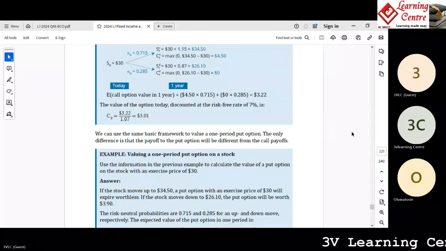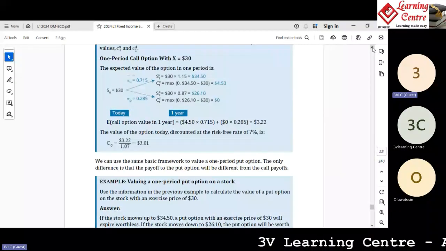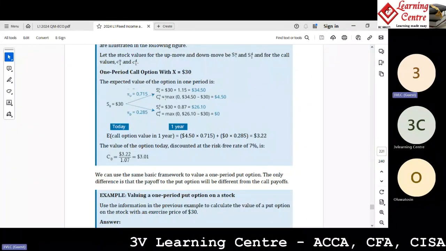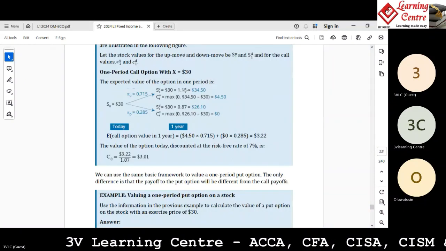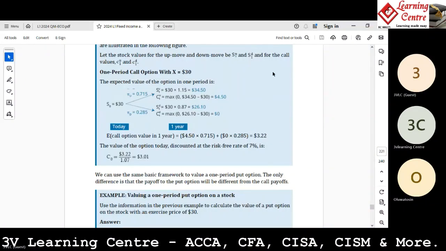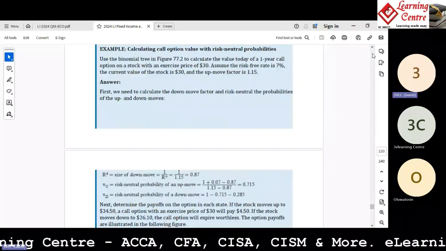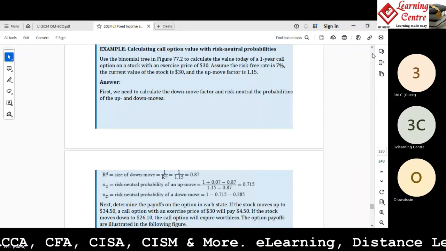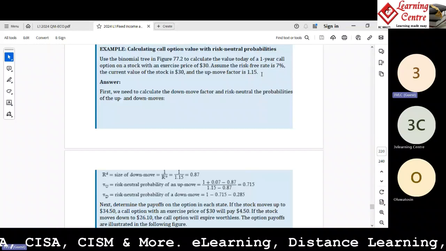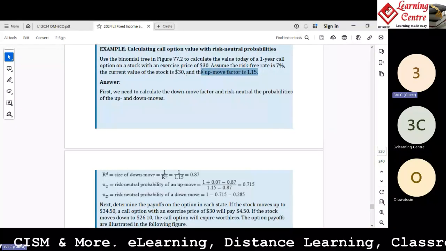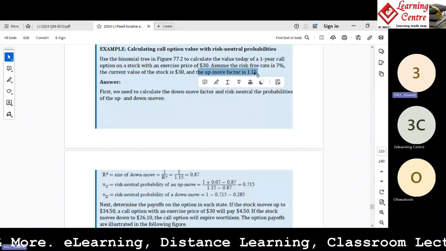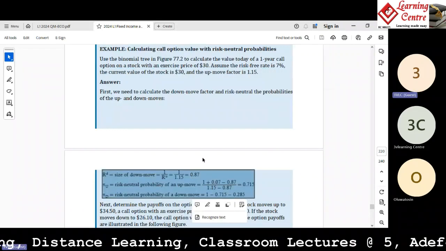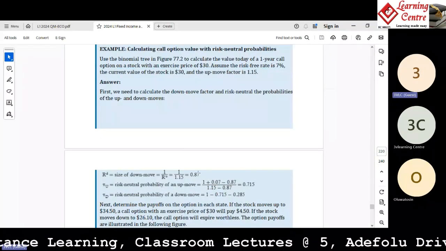So I take it again. You get the decision tree is clear. You'll be given a price today. You will be given the RU, which is the price, the size of an up move. You now need to calculate the size of the down move by doing an inverse of that up move. So 1 over the up move will give you the down move. So this one was 1.15. So 1 over 1.15 is 0.87. So 0.87 is the size of the down move.